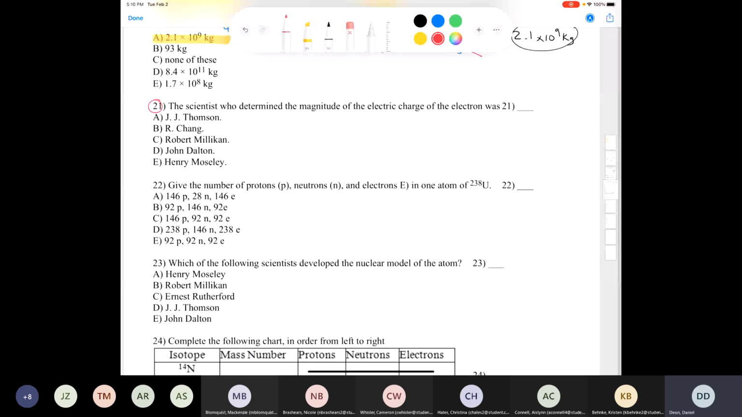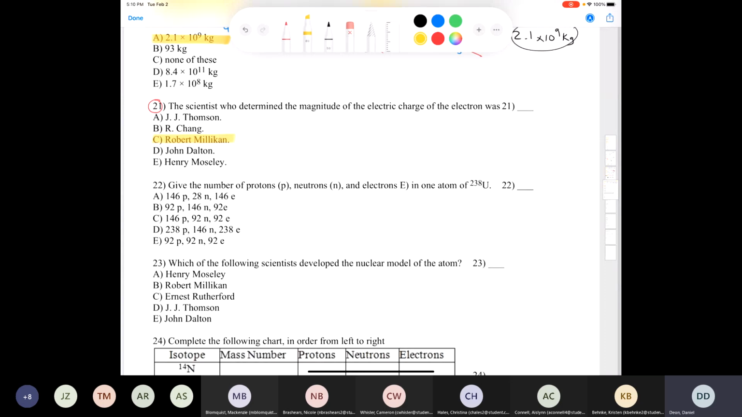Anyhow, the first question is: the scientist who determined the magnitude of the electric charge of the electron was, and the scientist who determined the charge was Robert Millikan. And he did this with the famous oil drop experiment, where he sprayed a fine mist of oil and then it got coated with electrons. And he was able to determine the magnitude of charge of an electron using the oil drop experiment.